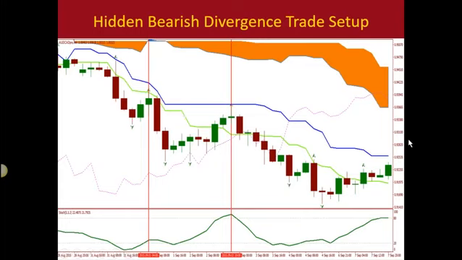So here we look, you can see here's the bull fractal, and we made a lower bull fractal as price was trending to the downside. Price found a resistance level. So we had our level, right? The first thing we really need is a level. So let me back it up here.